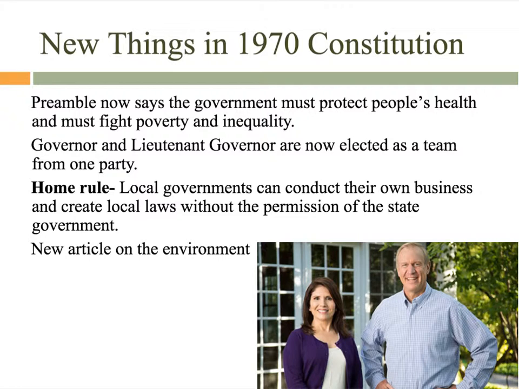A couple new things added to the 1970 Constitution. The preamble changed a little bit and now includes that the government must protect people's health and must fight poverty and inequality. The governor and lieutenant governor are elected as a team from one party. Also, home rule was added to the 1970 Constitution, so please make sure you understand that definition.